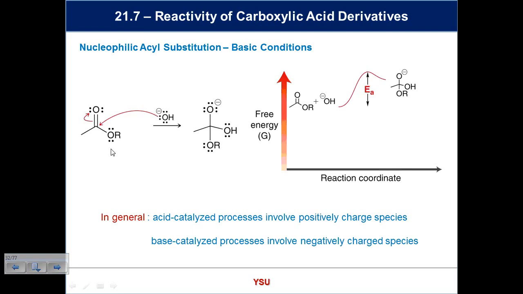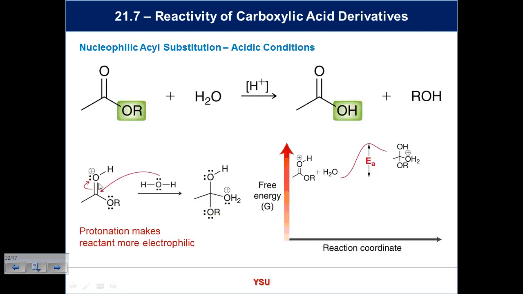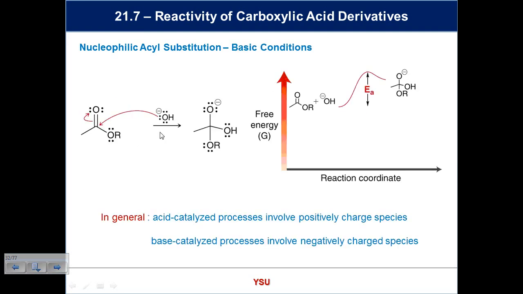So in this case, I don't need any help. In the previous slide, we had to make this thing more reactive so this thing would be interested. In this reaction, this is interested from the get-go. So we have a nucleophile looking to attack something. Attack, attack, attack. It wants to go after the carbonyl carbon. The carbonyl carbon is the most positive part of that. So let's go after it.